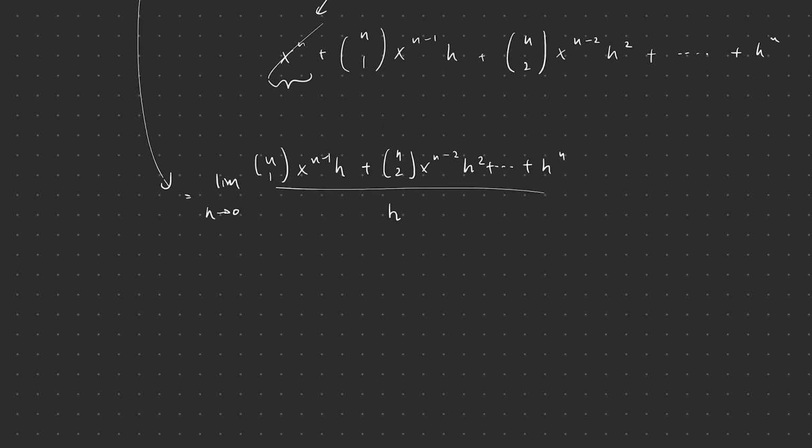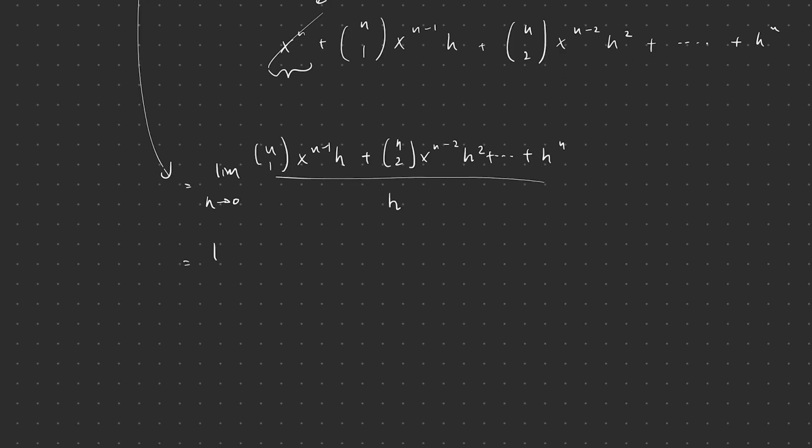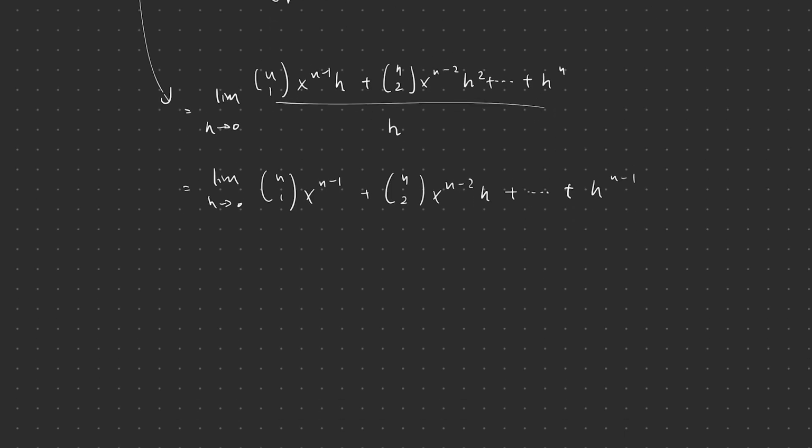We can factor out an h from our numerator and denominator. Notice we have an h in every term here. So that becomes the limit as h approaches 0 of n choose 1 plus n choose 2 and etc. So now we have this expression, and you can see it's already much simpler than what we had before. And by definition, n choose 1 is just n. So we have n times x to the n minus 1 plus all these other terms.